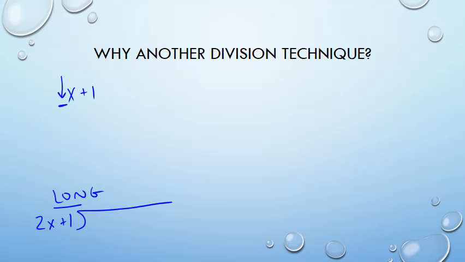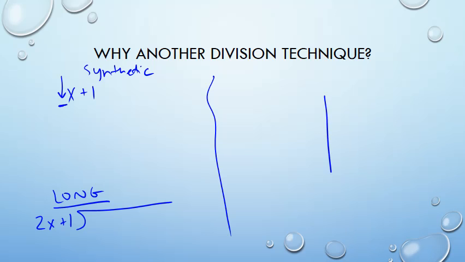So this is the case when you want long division. But when you have no number in front there, so you have like x plus 1 or x minus 5 or x plus 8 or whatever, synthetic division is going to be best. All right, and you'll see why when we learn it. But here's also another reason.